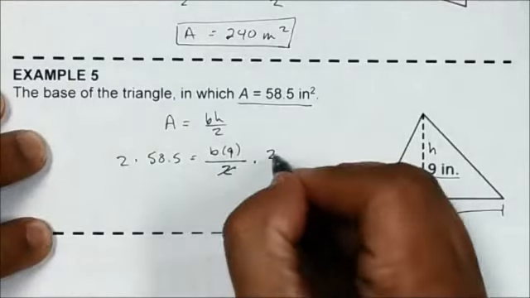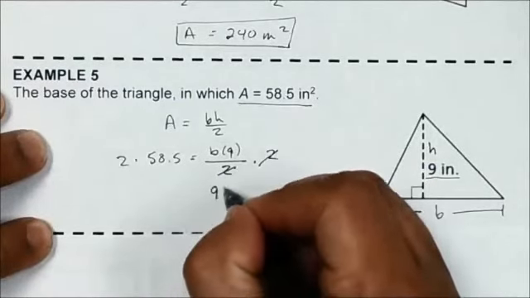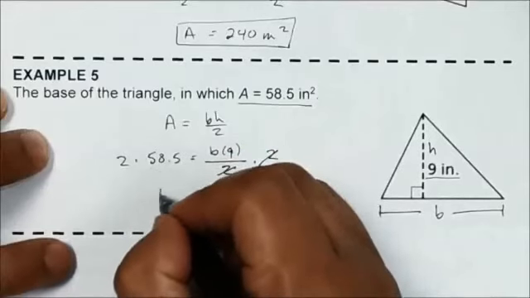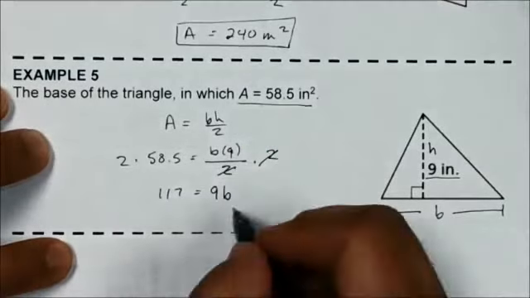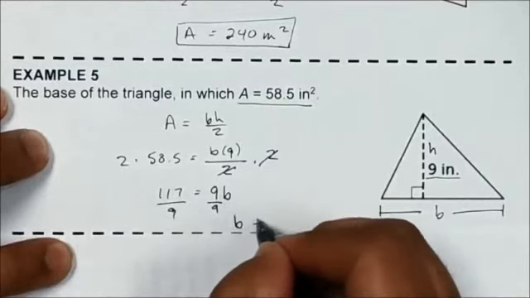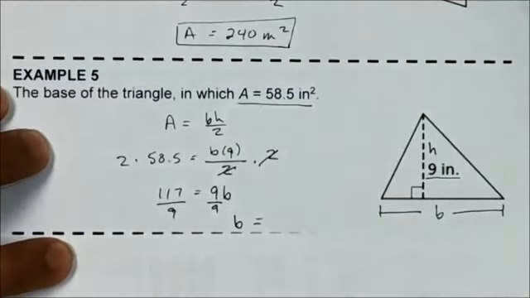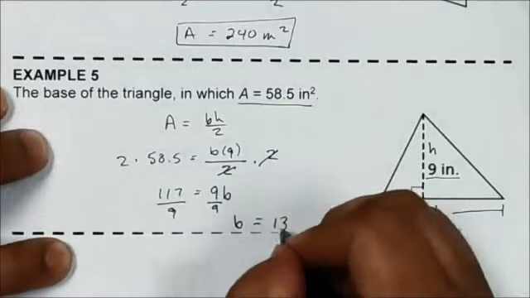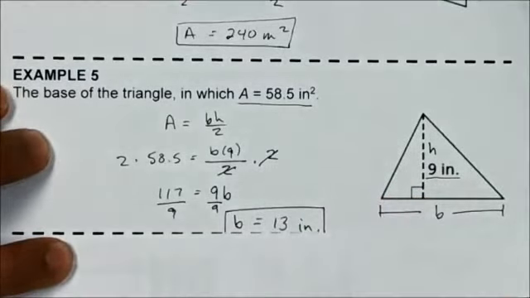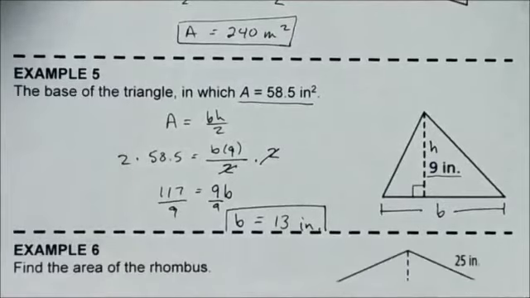These factor away, and so this is going to be 9b is equal to 58.5 times 2, which is 117. I divide both sides by 9. The base is going to come out to be 13 inches. Right, so my base is 13 inches.